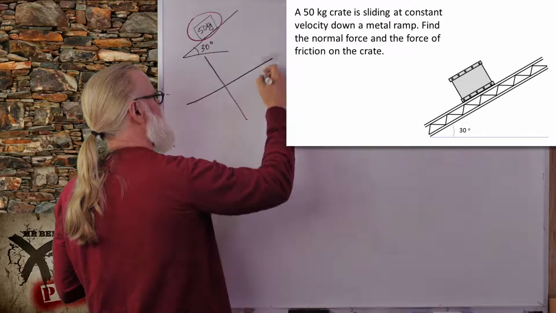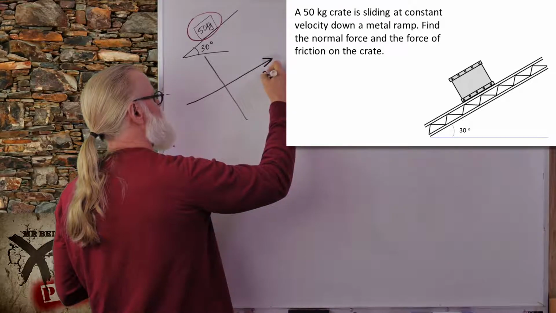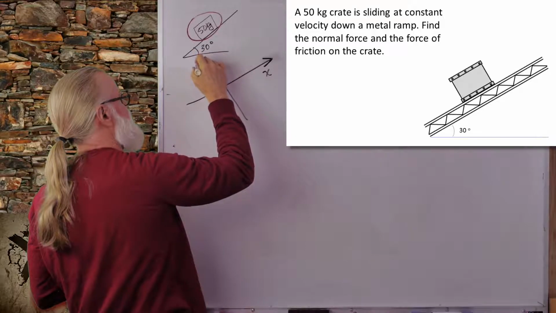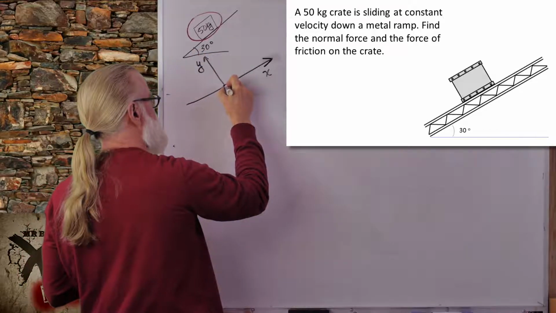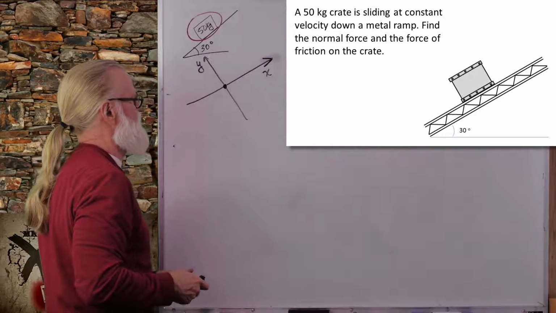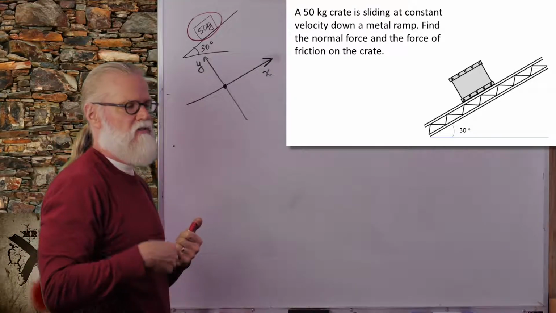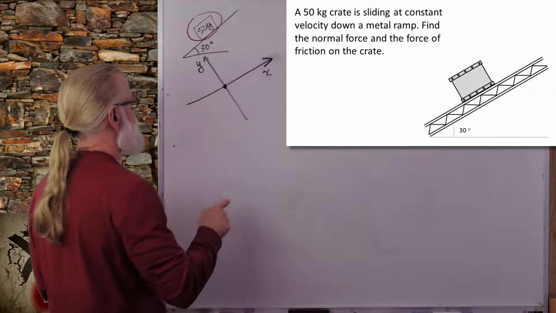If you ever have an acceleration, you want it to be along one axis. And this thing is going to accelerate down the x-axis. This is moving at constant velocity. But we also want our velocities to be along one axis, so we don't have to break it into components.